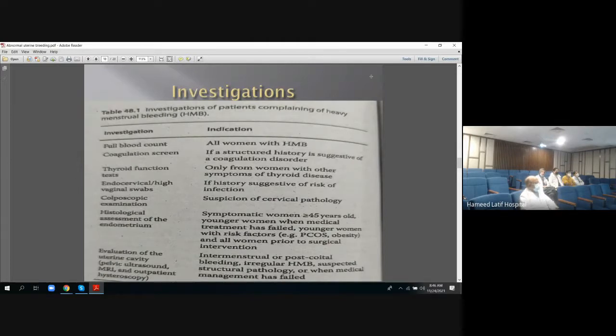Investigations. Full blood count should be done in all the women with heavy menstrual bleeding. Coagulation screening, if history is suggestive of any coagulation disorder. Thyroid dysfunction, if the woman has any symptoms of hypo or hyperthyroidism. Endocervical or high vaginal swab if the history is suggestive of the risk of infection.